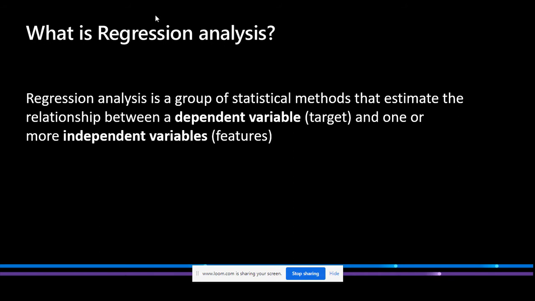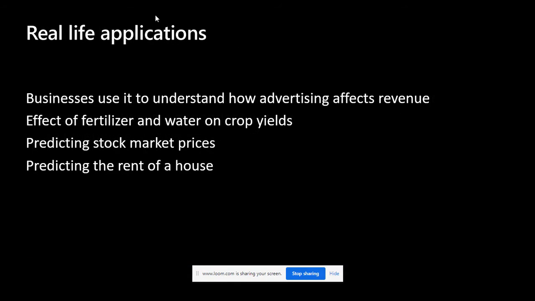So you can have more than one target, and you can also have one or more than one independent variables. Some real life applications of regression: businesses use it to understand how advertising affects revenue. For example, a particular finance organization decides to use video advertisement.